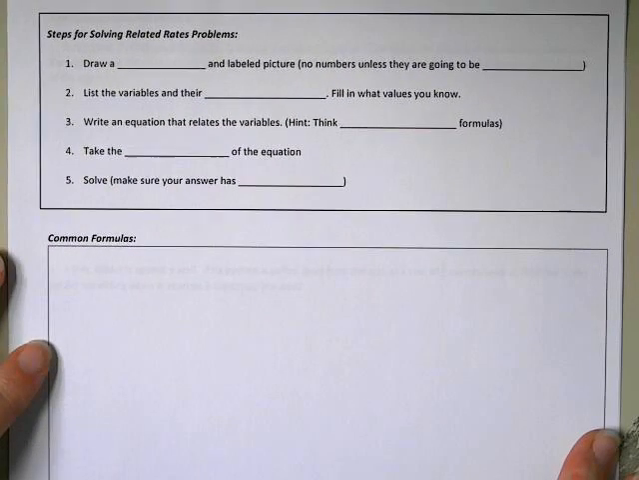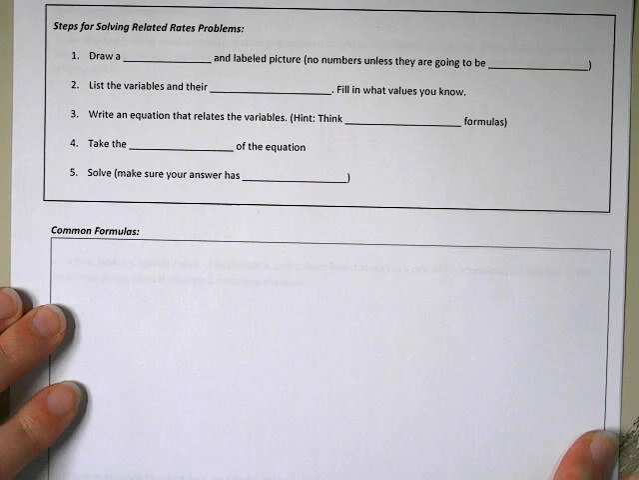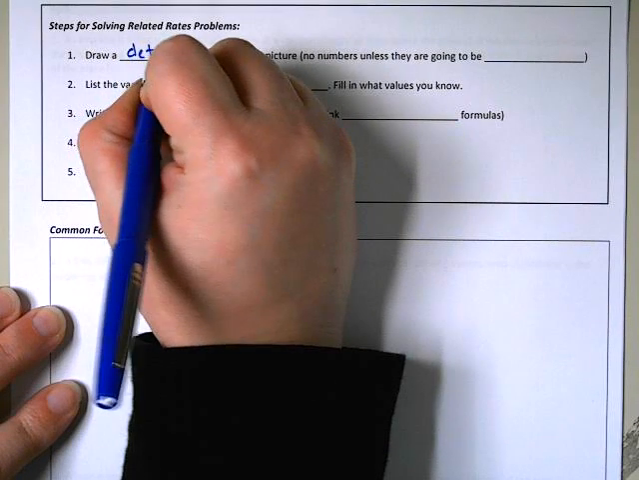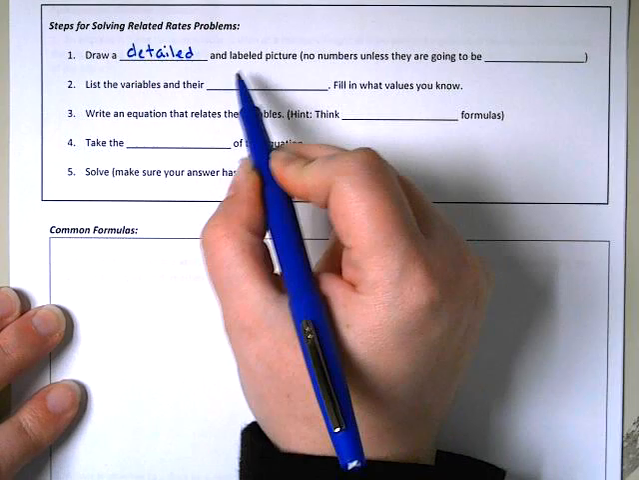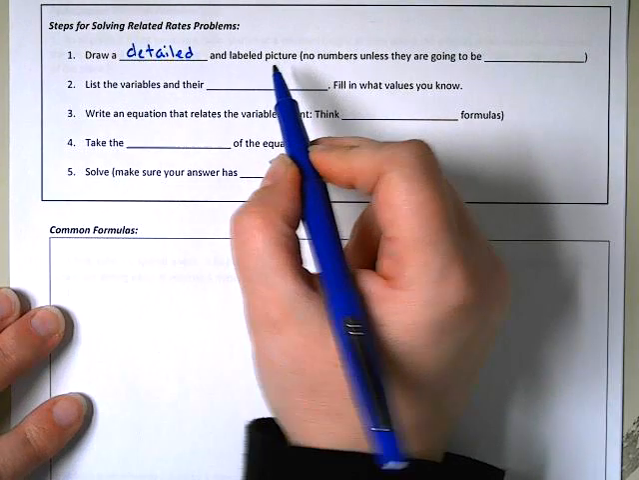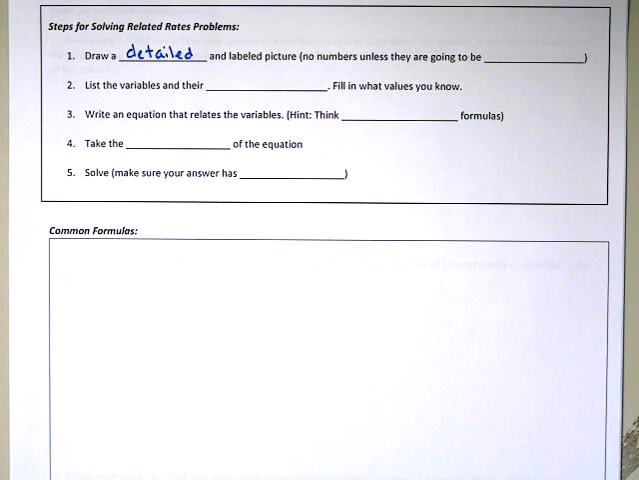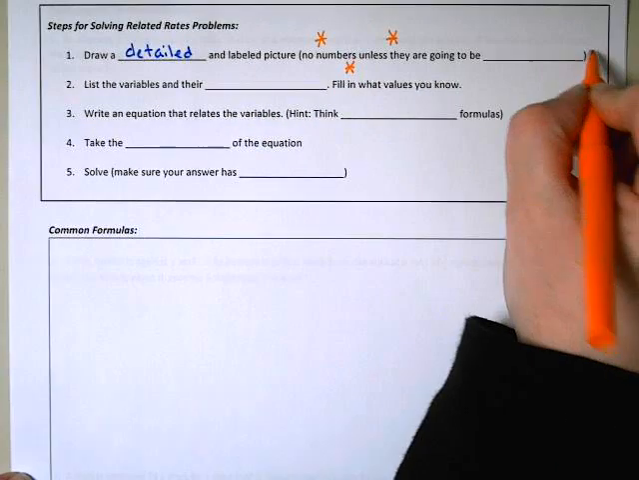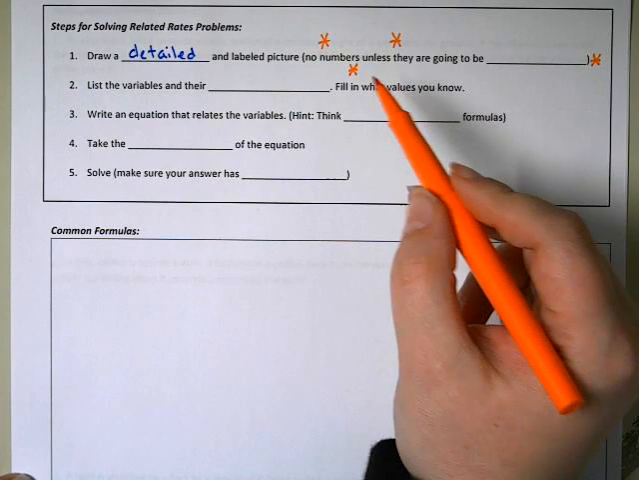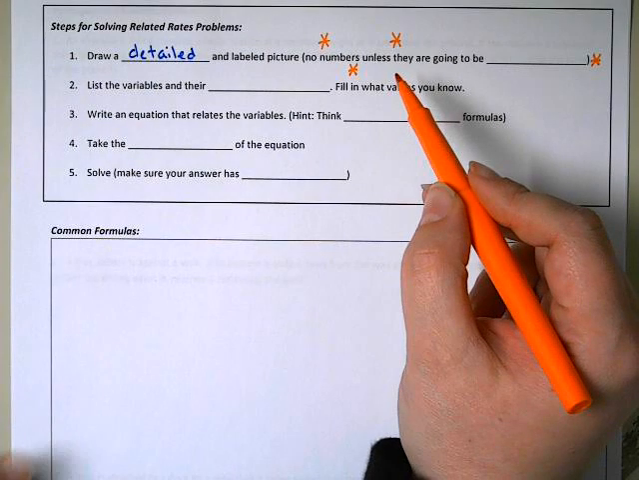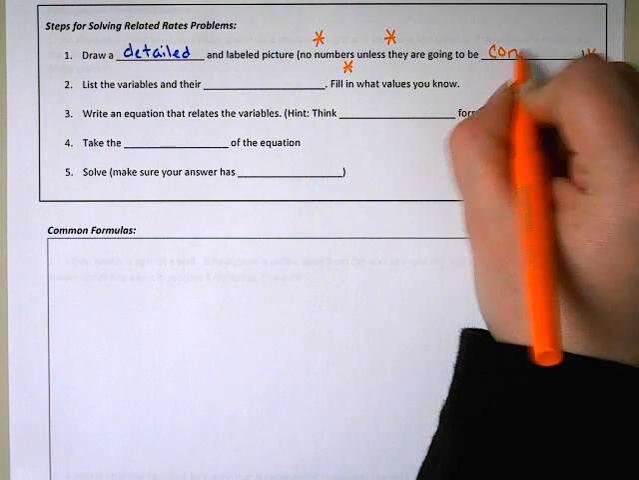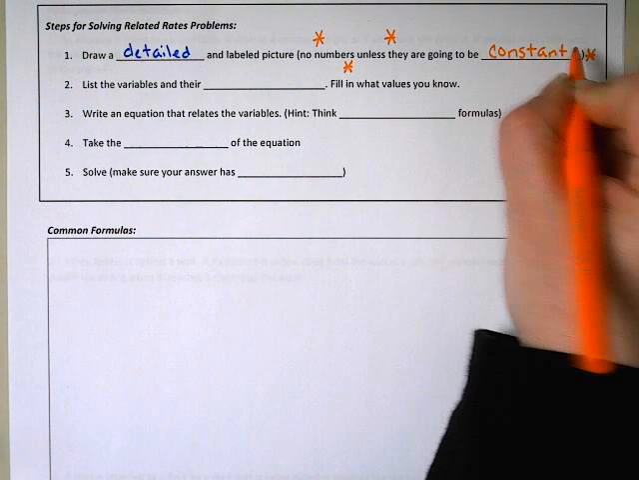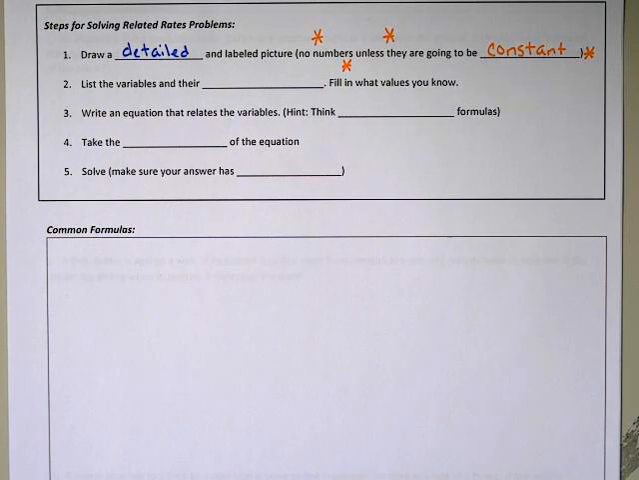So step 1 for the related rates problem is that we're going to draw a detailed and labeled picture. Now something that's really, really important, so I don't know if you guys have a highlighter or some colors, but put some stars next to this. This is super important. You do not put numbers in your picture unless they are constant. And we'll talk about what that means when we look at some of the examples, but that's going to be a super, super important concept as we move forward with these problems.